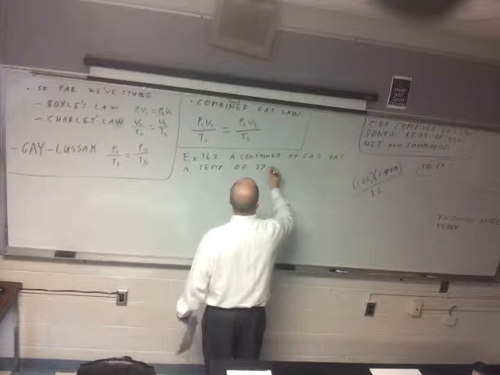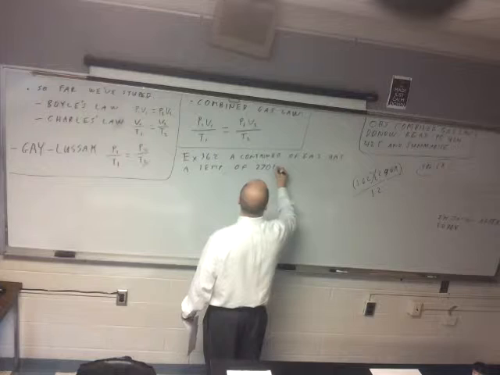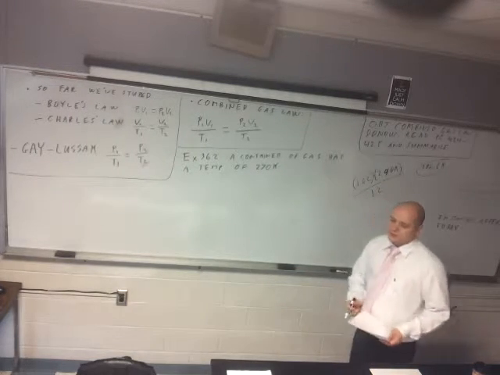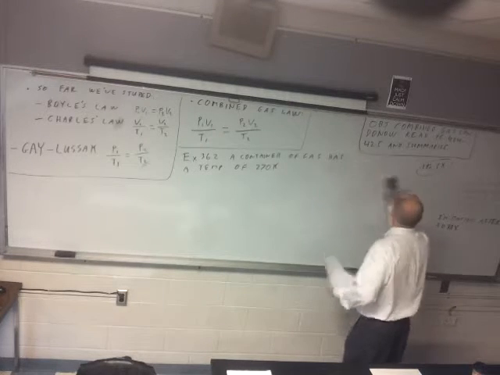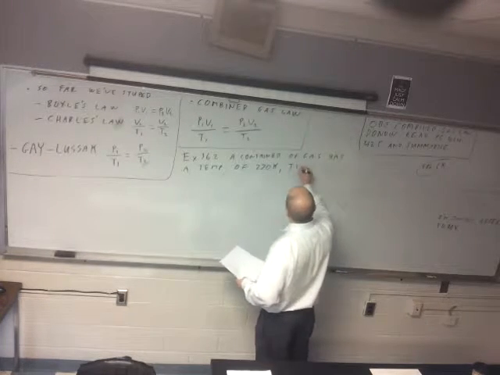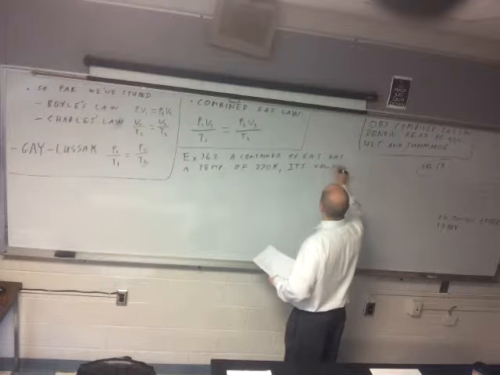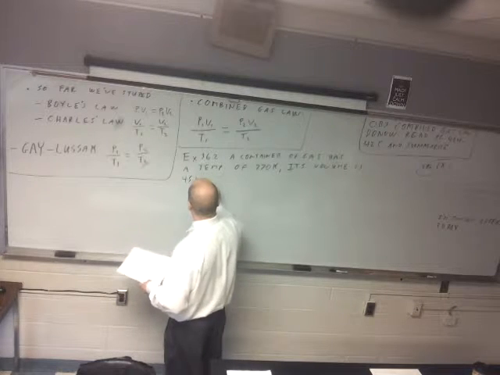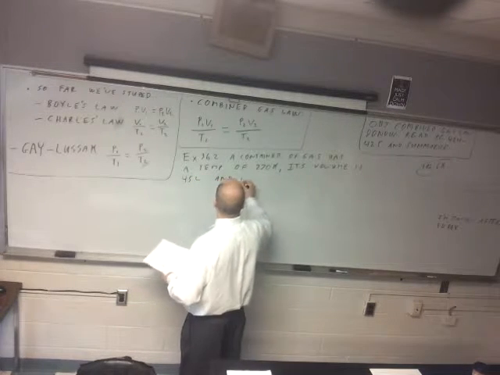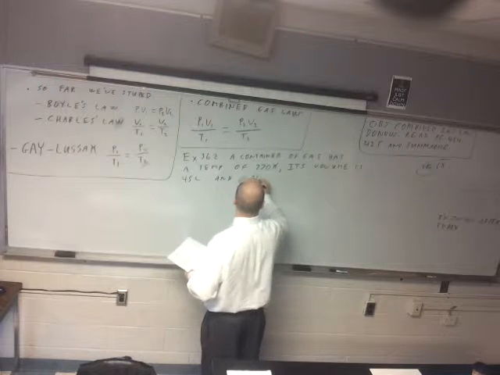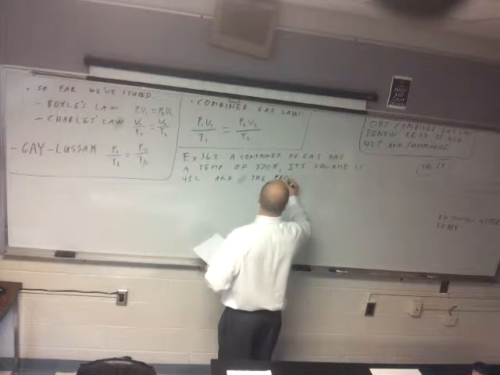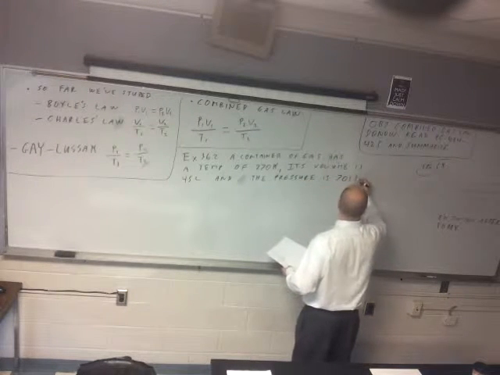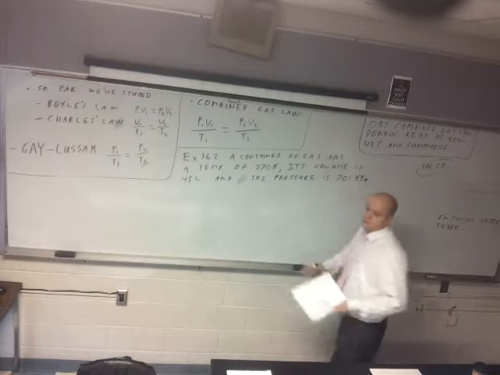Let's make it something else, because I want it to be Kelvin. Let's make it 270 Kelvin. This way we don't have to convert anything, so we'll just do Kelvin here. Make our lives easier. Its volume is 45 liters, and the pressure is 701 kPa.